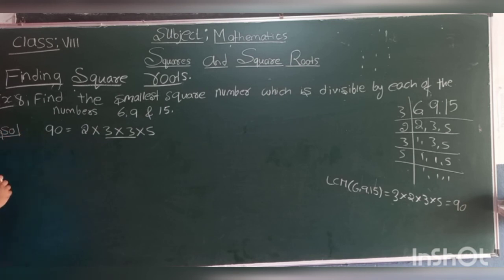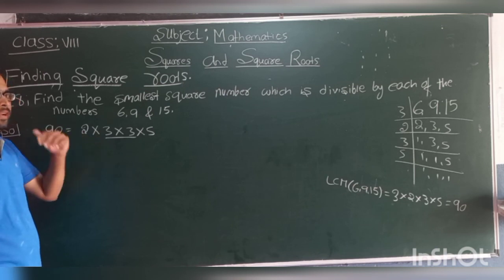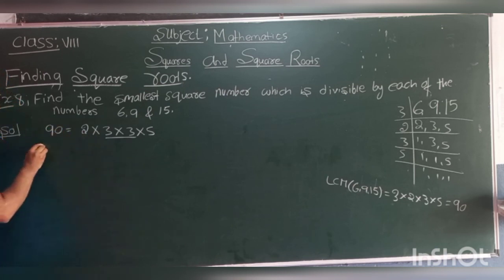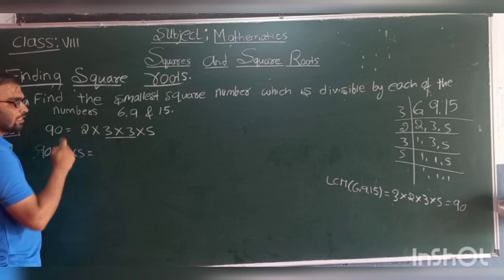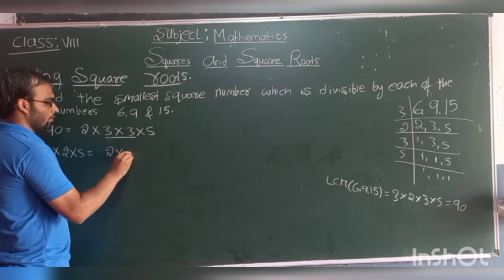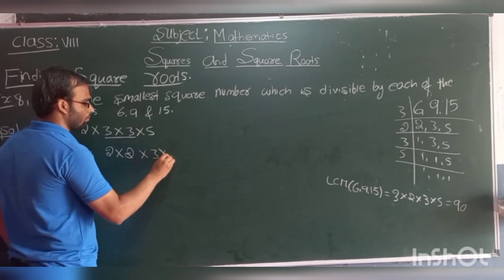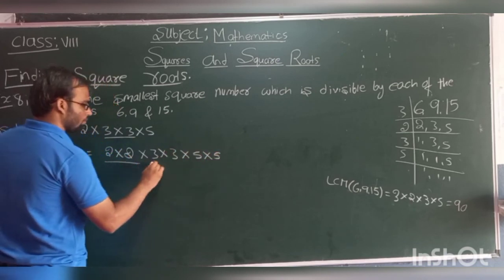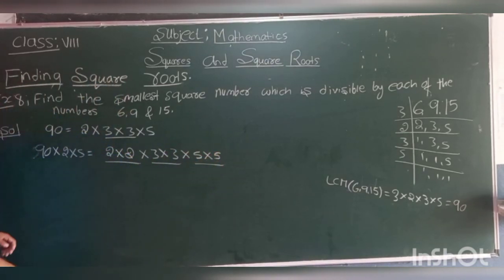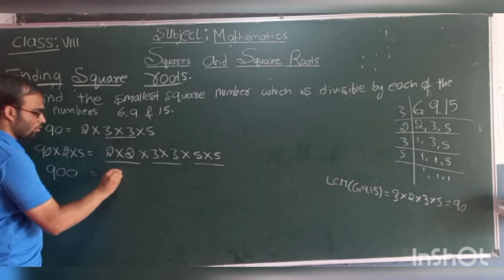So in order to make the pairs of 2 and 5, what we need to do? We need to multiply by 2 and 5. Okay, so here 90 into 2 into 5. Students, now look here. 90 into 2 into 5. 2 5s are 10, 9 10s are 900.